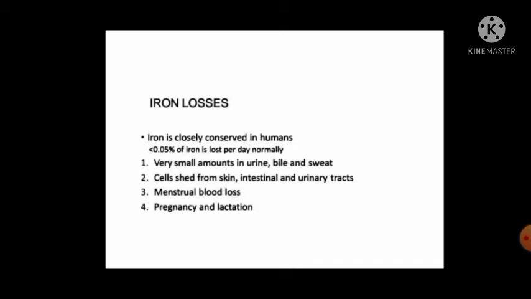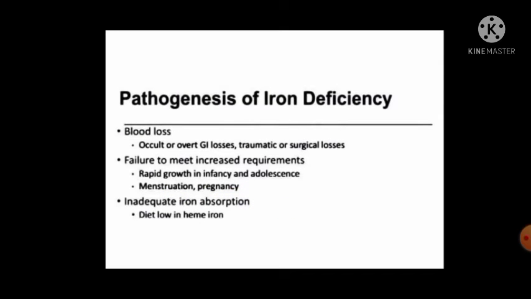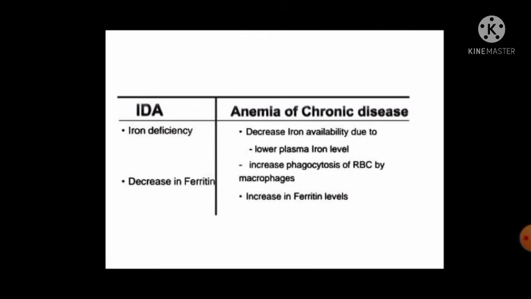Menstrual blood loss at the time of menstruation, and at the time of pregnancy and lactation, iron loss occurs. Pathogenesis of iron deficiency: blood loss, overt GI loss, traumatic or surgical loss, failure to meet increased requirements, rapid growth in infancy and adolescence, menstruation and pregnancy, inadequate iron absorption, diet low in heme iron. These are the pathogenesis of iron deficiency.